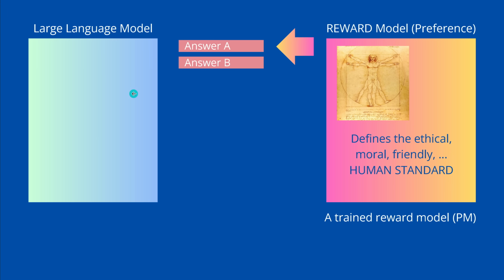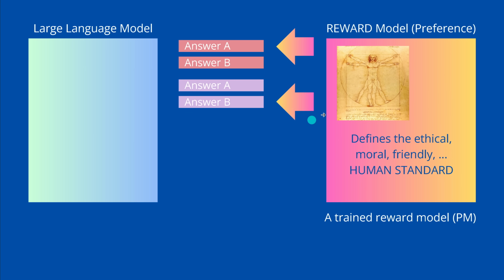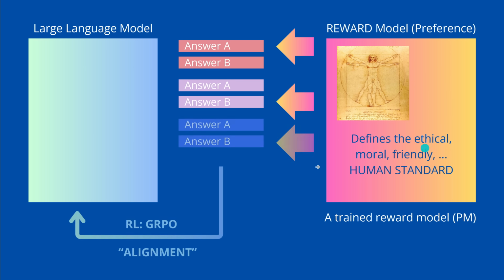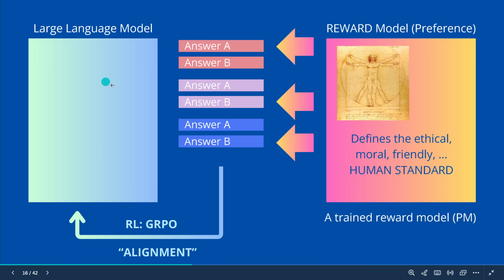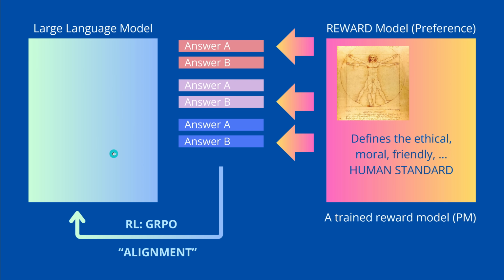And now if the language model says, hey, for a given query, I give an answer A and an answer B, we do not have a human sitting down and saying, yeah, A is better, but we have this reward model, and this is so much more cost effective. And then we go on and we have another answer, and this model says, hey, here B is better, and you get the idea. So this reward model defines, if you want, the human ethics, the human moral, the human standard, how a human would react, to guide the development of our LLM, of a GPT, of a Gemini, or whatever.